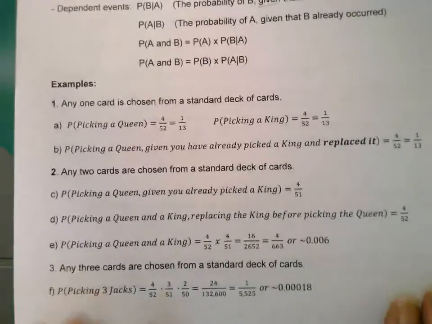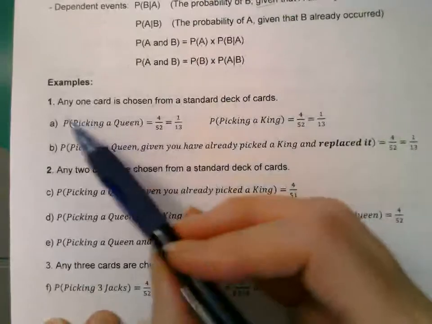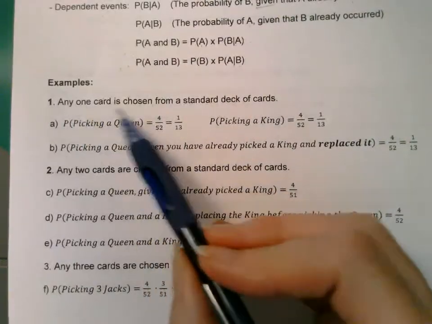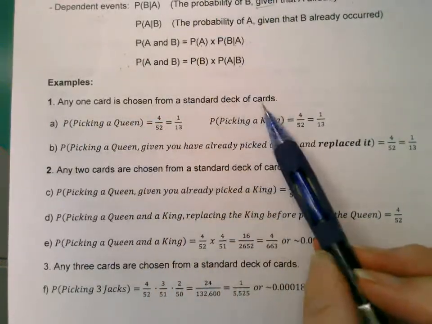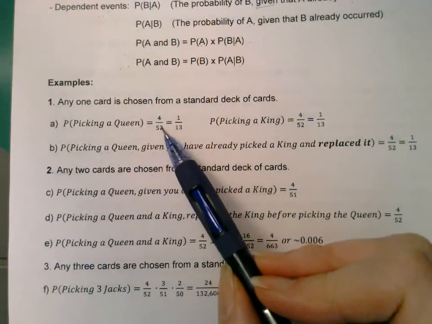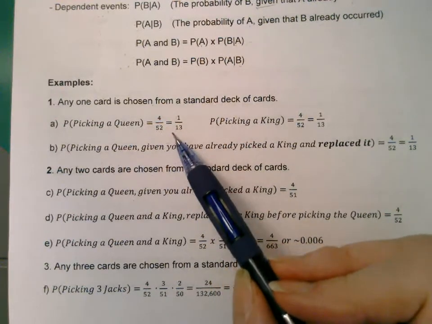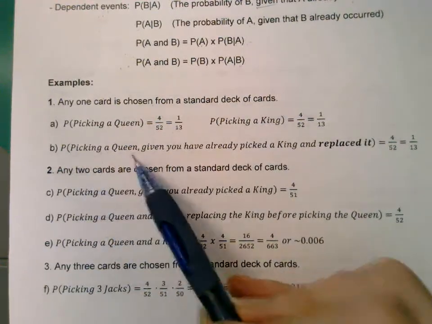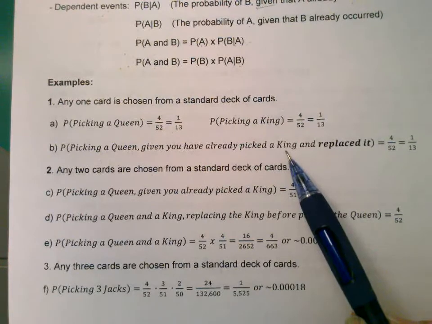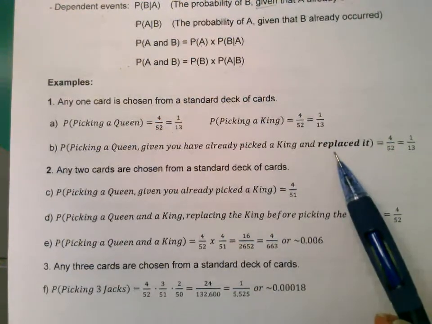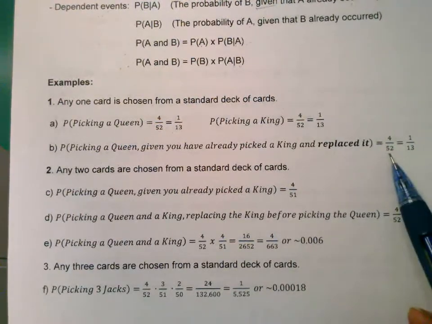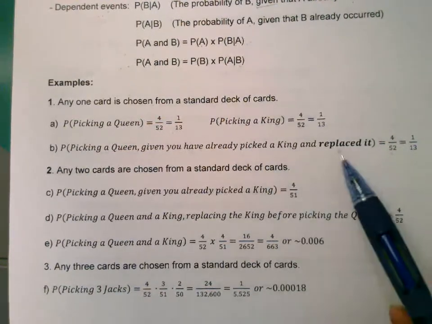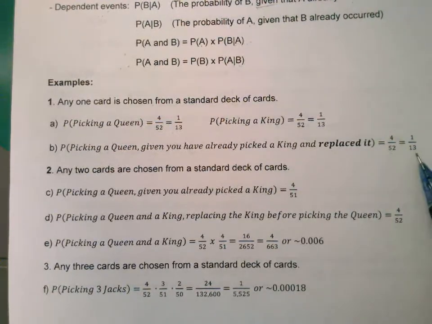All right, so let's see how this works. Here's a bunch of examples. Any one card chosen from a standard deck of cards. Picking a queen is 4 over 52, which reduces. Picking a king, same thing. Picking a queen, given you've already picked a king and replaced it. If you put it back in the deck, there's still 52 cards there and still 4 queens left. So that's still the same.